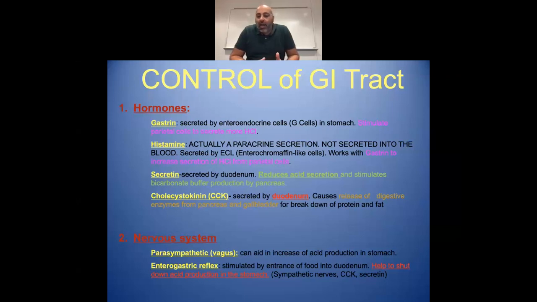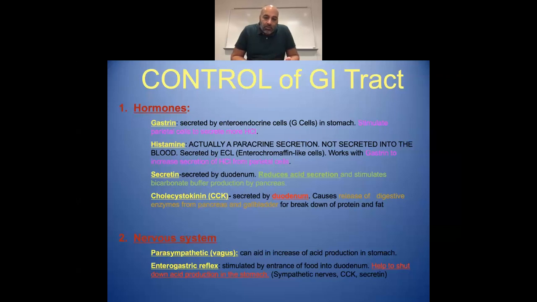So what point in time would I see this production? When should I see secretin released? When there's food passing the pyloric sphincter. So when food is entering the duodenum. Okay? Don't try and just memorize these. You're going to confuse it. Do you see how I'm trying to walk it through when it's related to food? Try and think of it that way.